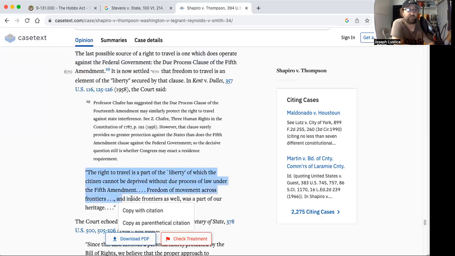Freedom of movement across frontiers and inside frontiers as well was a part of our heritage. Absolutely was. If everyone knows what manifest destiny is, manifest destiny was the people, the colonists, believing that they had a destiny to claim the rest of the land that went across however far it went, because they didn't know at the time. They didn't know California would be like the end all, and then you just go up north, and they didn't know about all that land out there. It was all a big mystery, but they knew past the mountains there was more land. So they called it manifest destiny.